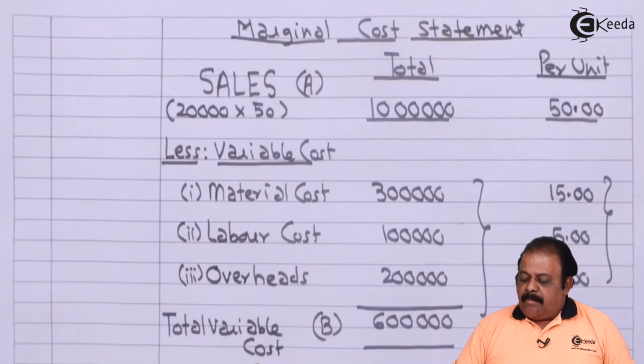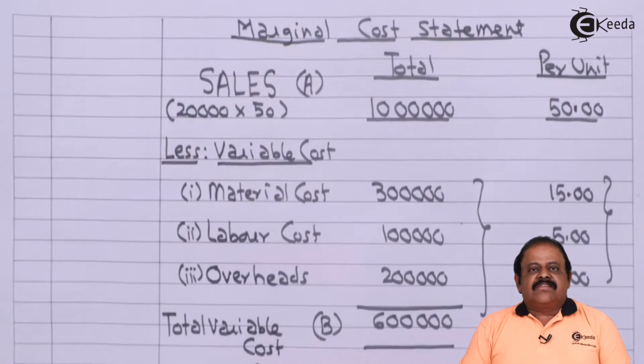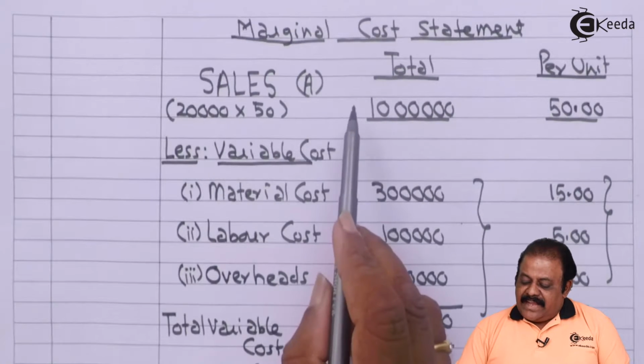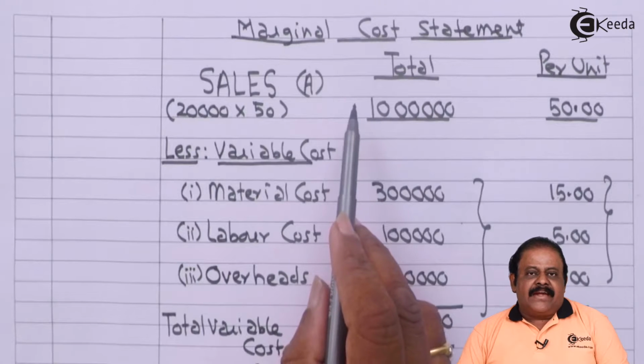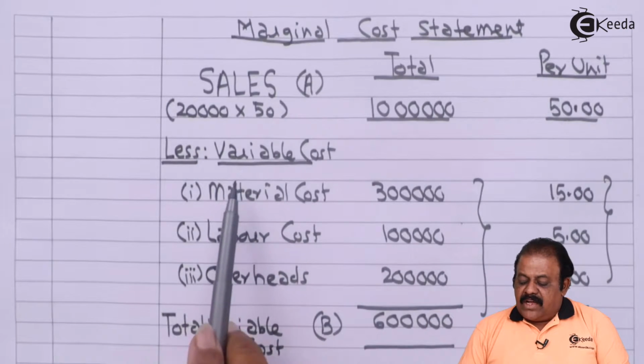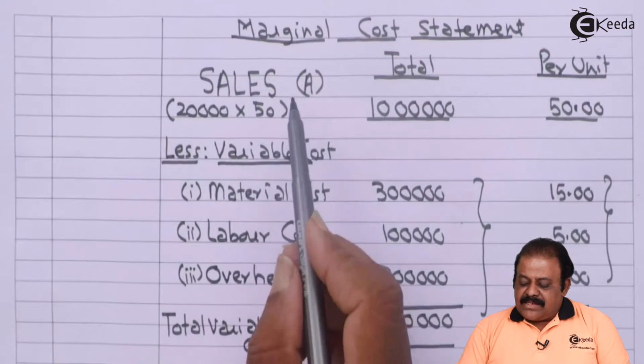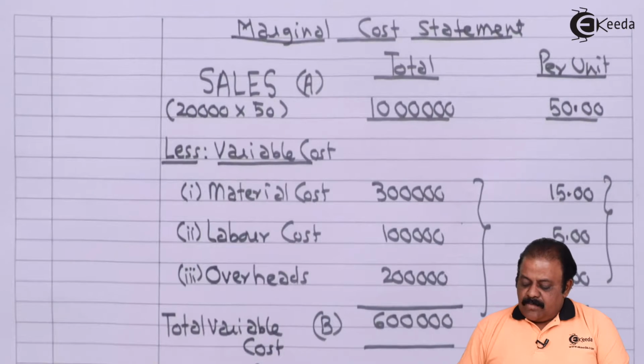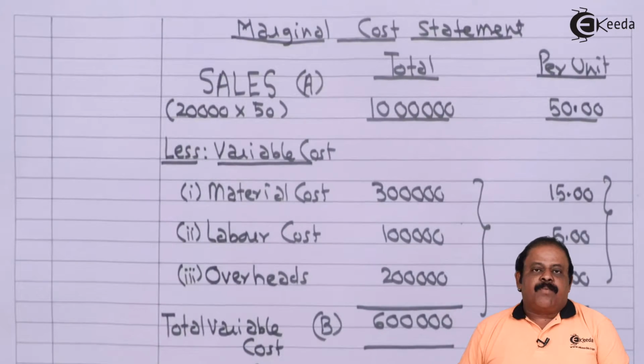So this is the format of marginal cost statement where sales will be the first item from which we are required to deduct variable cost. Sales minus variable cost, we get contribution. From contribution we are required to deduct fixed cost. Thereby finally we arrive at the figure of profit.